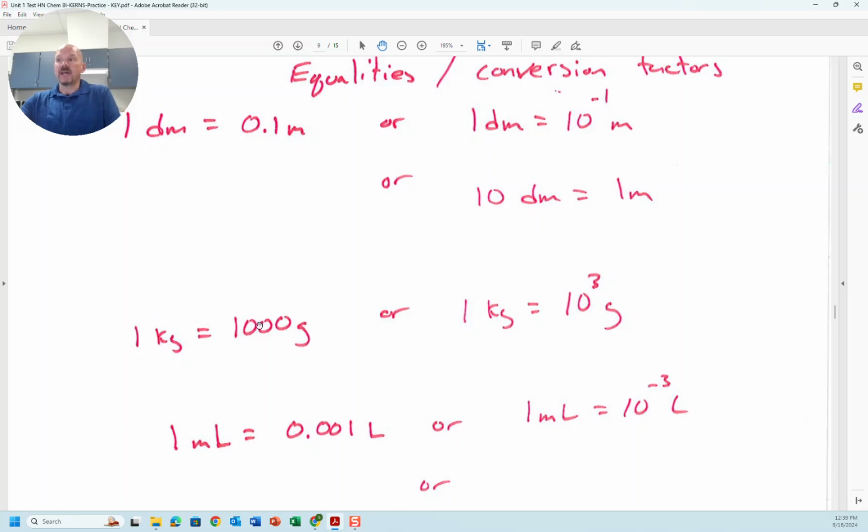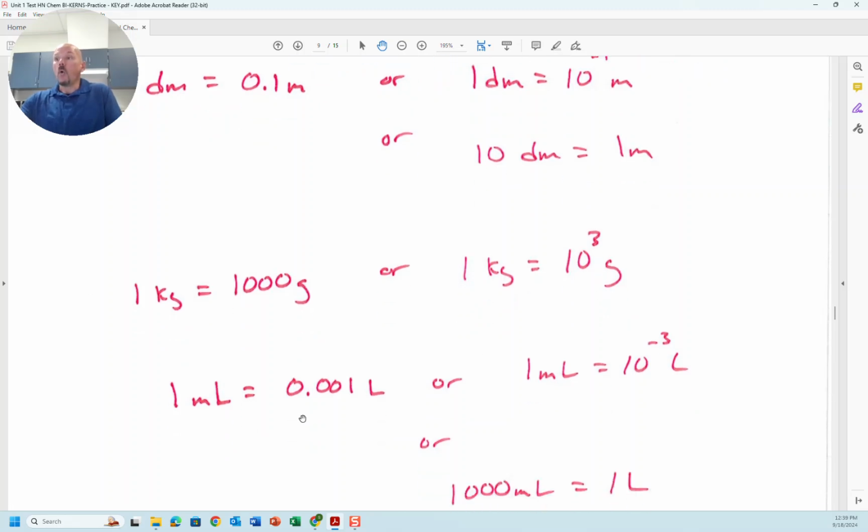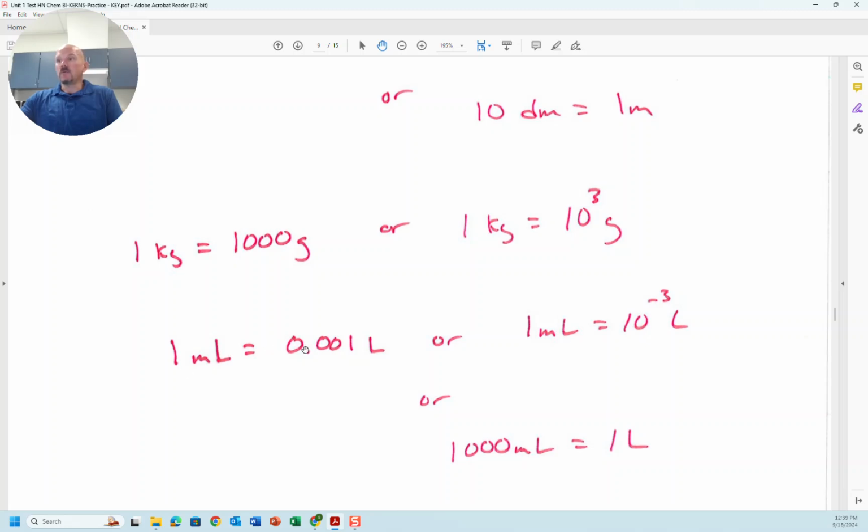So 1 kilogram equals 1,000 grams. Another way to say that is 1 kilogram is 10 to the third, because 10 to the third is just 1,000. Or you could make this 1 gram, and then this would be 0.001 kilograms. That would be the same thing. Likewise, 1 milliliter equals 1/1000th of a liter, or 10 to the negative third, or you could switch that and say 1 liter is 1,000 milliliters. This has the same equality, and is the same mathematically as that or as that.